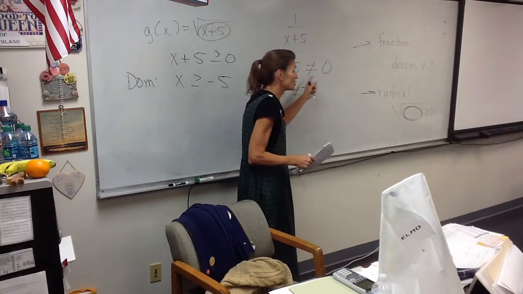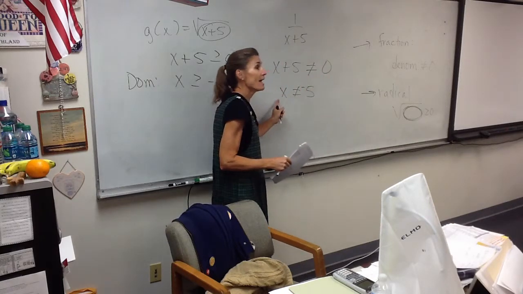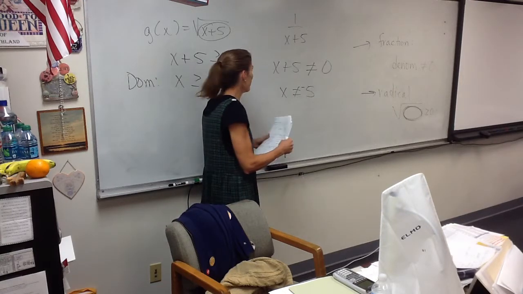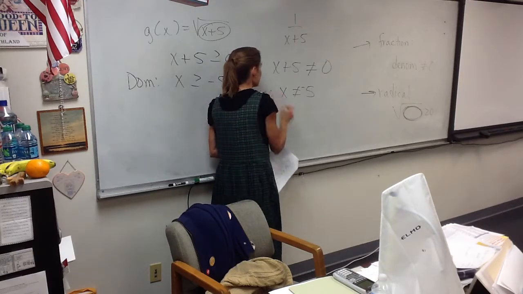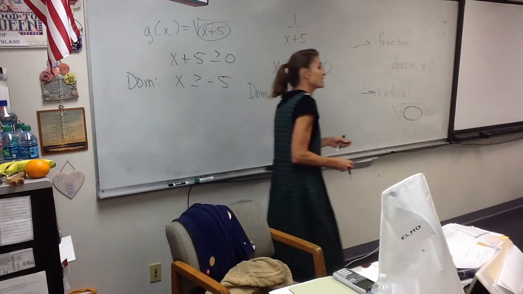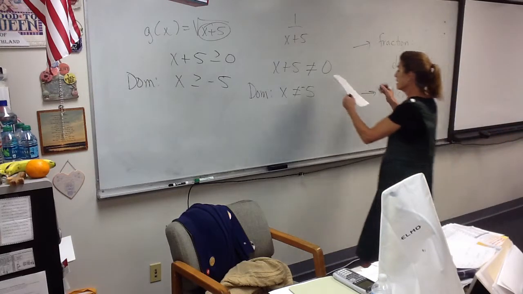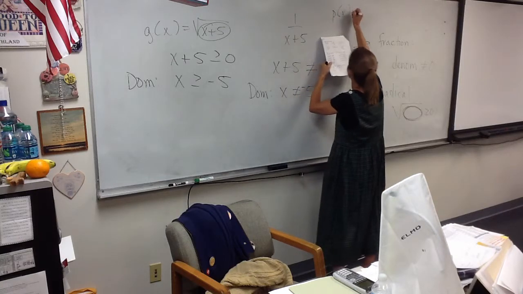Just solve this equation. Subtract 5 from both sides. X can't be -5. So what is the domain for this problem? The domain is x can't be -5. X can be absolutely anything else, but it can't be -5. So the answer is x cannot equal -5. That's the domain. Yep, it says what's the domain? That's the domain. All right, let's look at the next one.